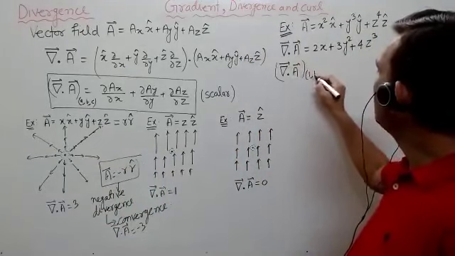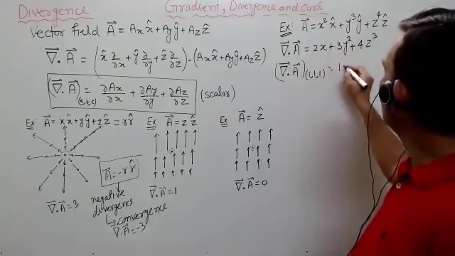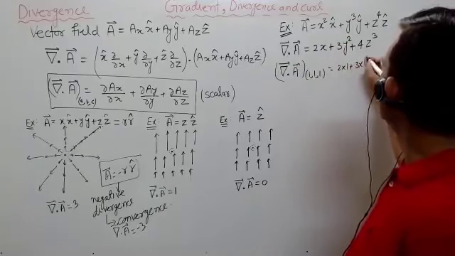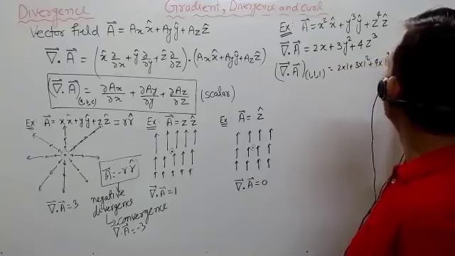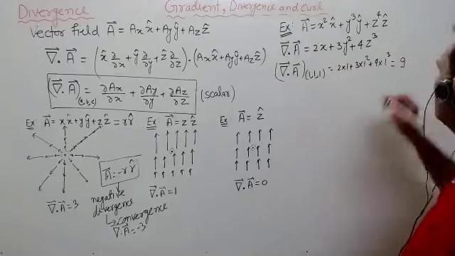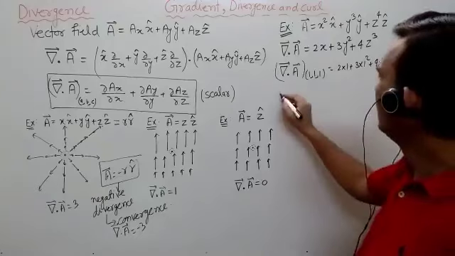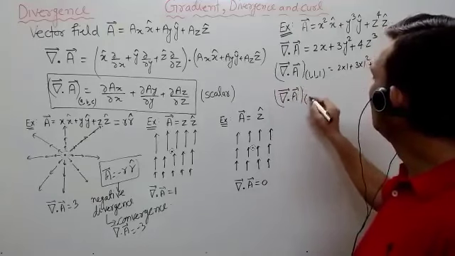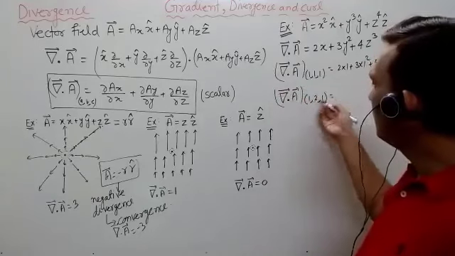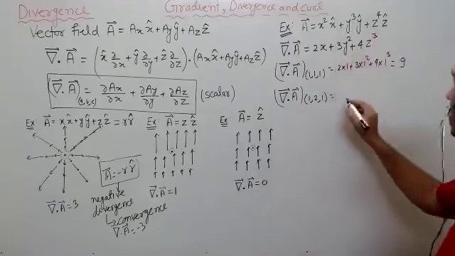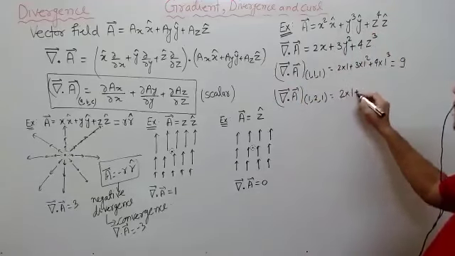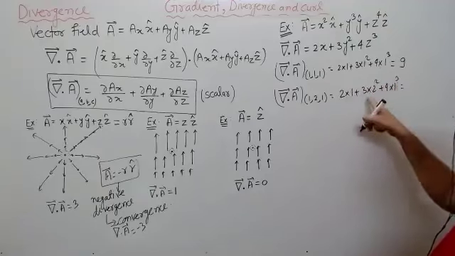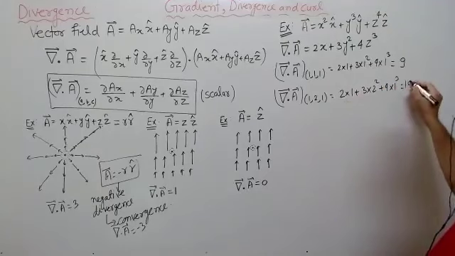So this point, let's say 1, 1, 1. If you put 1, 1, 1, this will be 2 into 1 plus 3 into 1 square plus 4 into 1 cube. So this will be 9. Scalar value is 9. If you have some other point, let us take another point 1, 2, 1 in the same vector field. So we will get 2 into 1 plus 3 into 2 square plus 4 into 1 cube. So this will be 18.